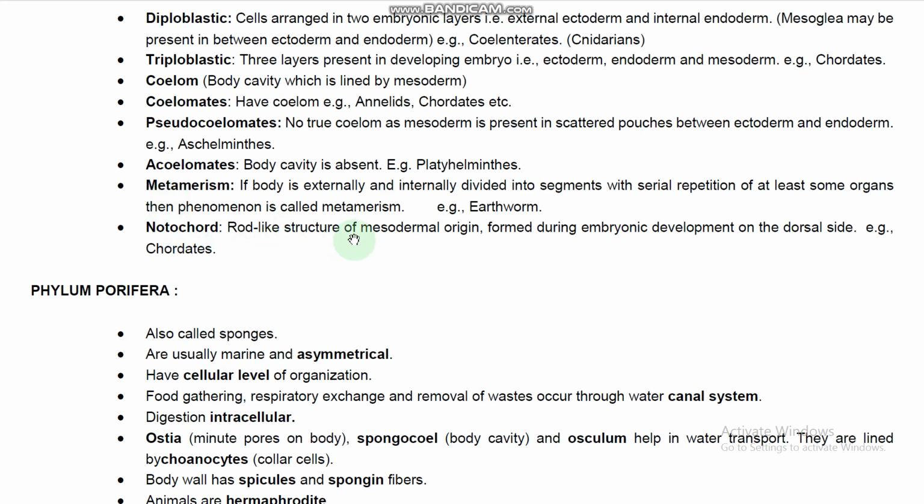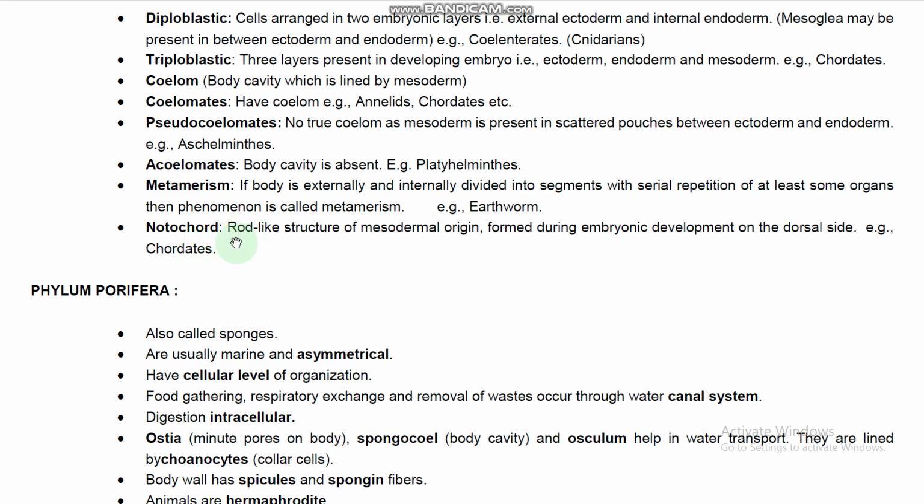Next one, notochord. A rod-like structure of mesodermal origin formed during embryonic development on the dorsal side, that is called the notochord. Animals possessing a notochord are called chordates. Animals without a notochord are non-chordates.